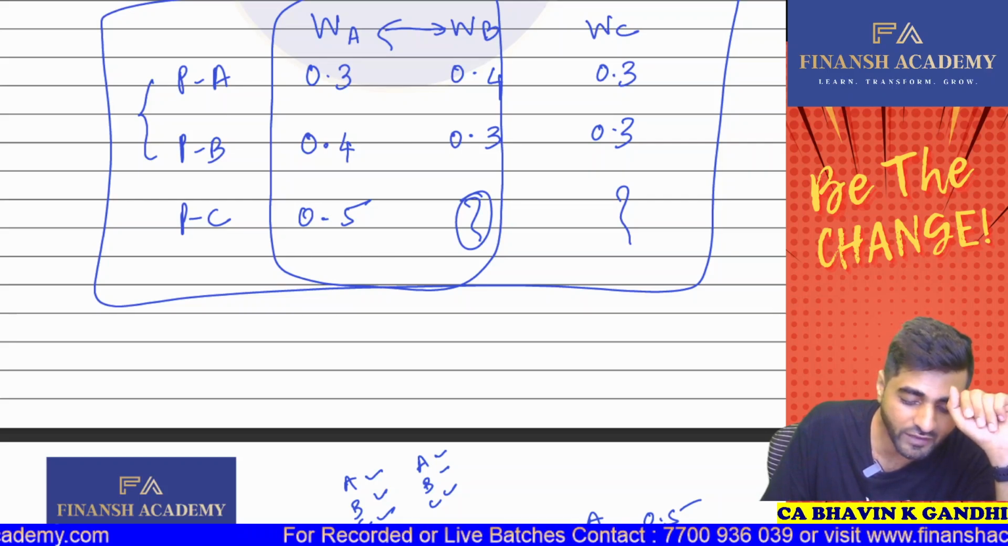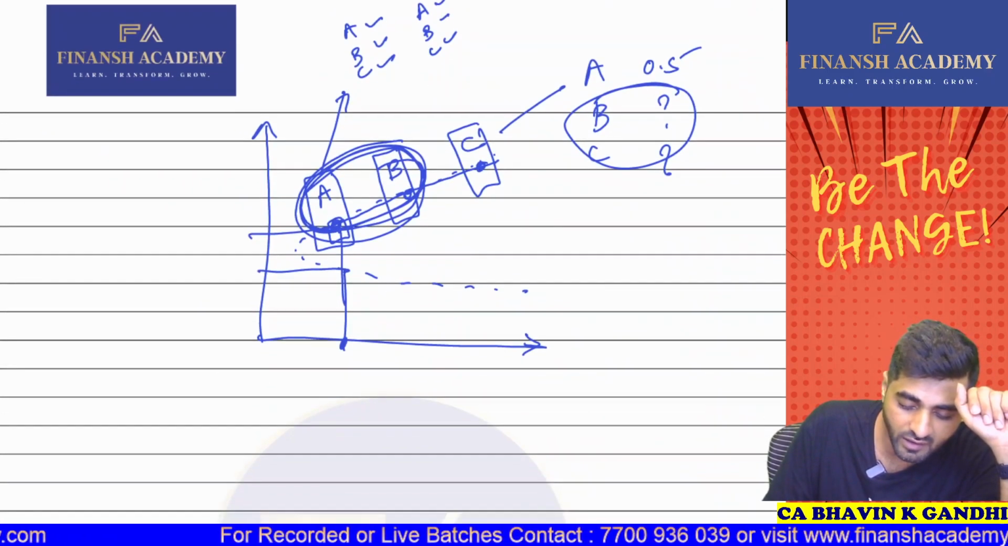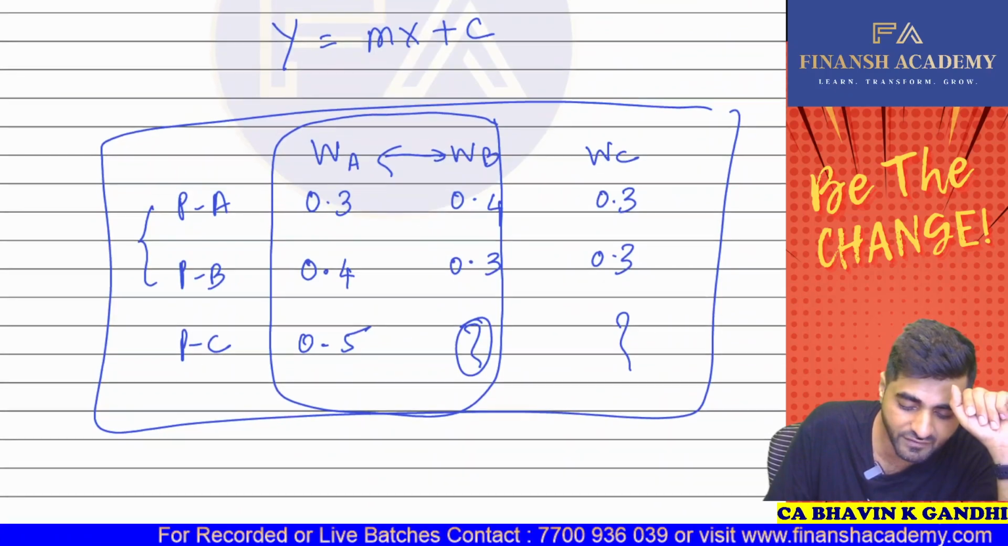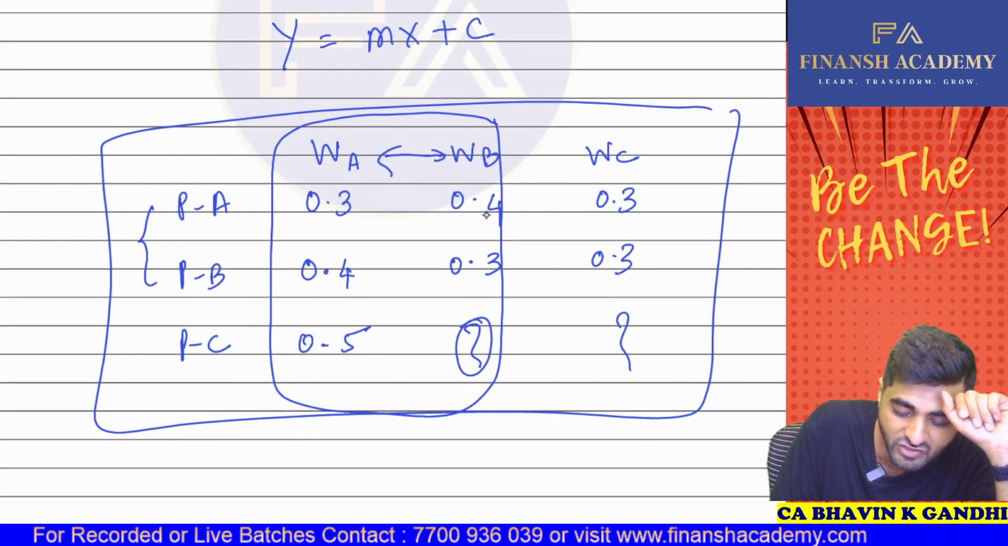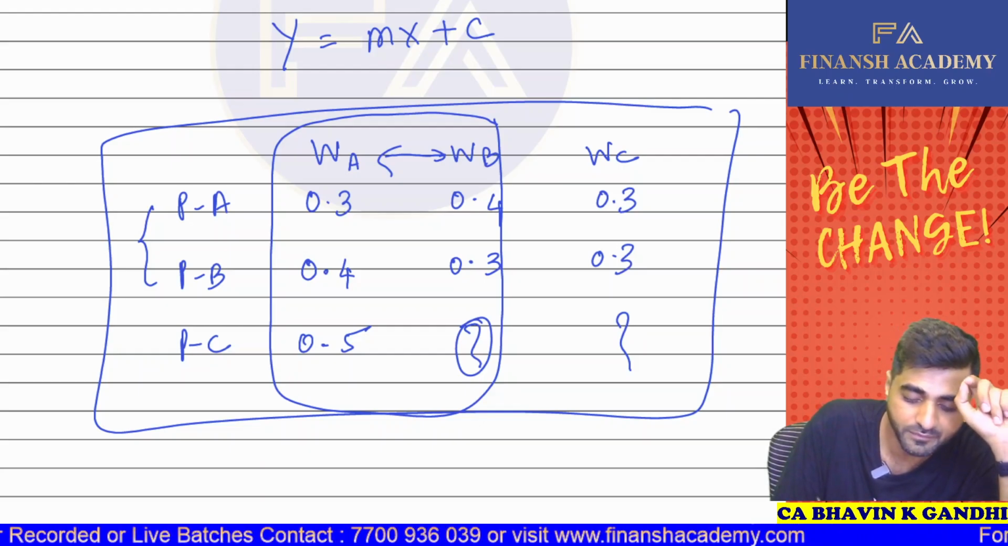Okay, in this particular case, how can we do it? See, we have weights of A as 0.3, and we have weights of B which is 0.4. Okay.